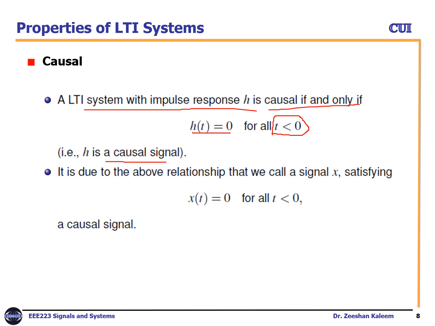Due to the above relationship, we can call a signal x satisfying that h(t) is 0 for all t less than 0 a causal signal. So when h(t) is 0, it means that for any LTI system, the input should be 0 before time equal to 0 to be a causal signal.